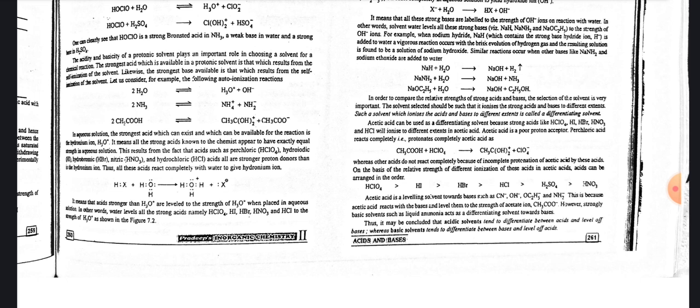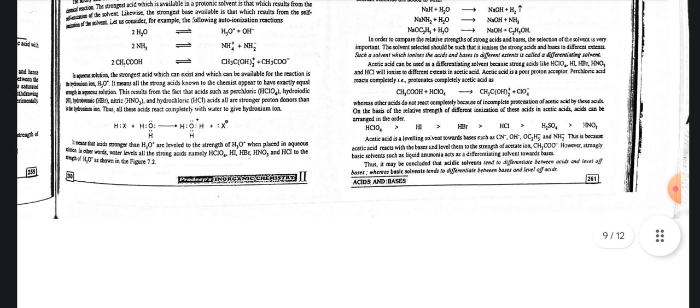The acidity and basicity of a protonic solvent plays an important role in choosing a solvent for a chemical reaction. The strongest acid which is available in a protonic solvent is that which results from the self-ionization of the solvent. Likewise, the strongest base available is the one which results from the self-ionization of the solvent. Let us consider examples.